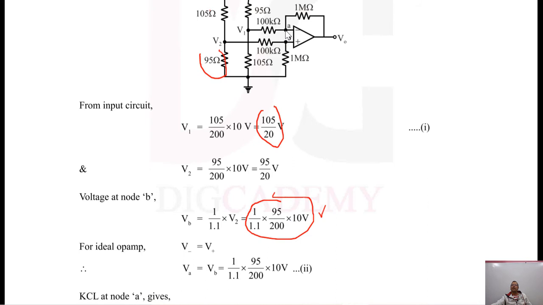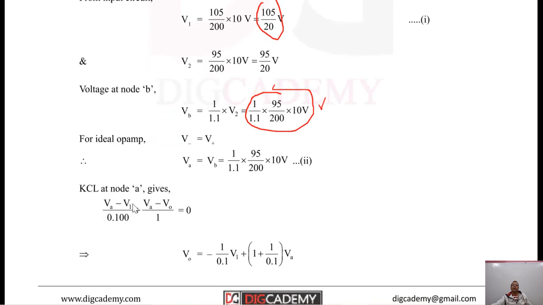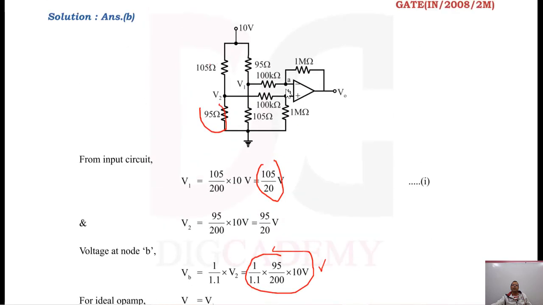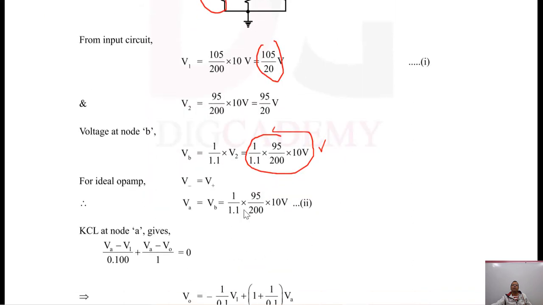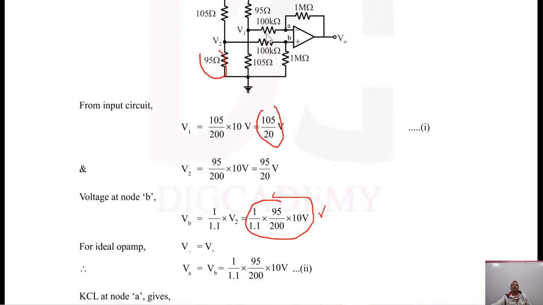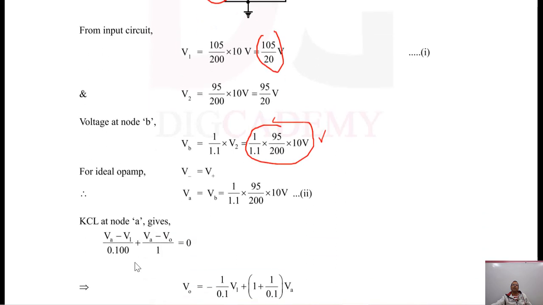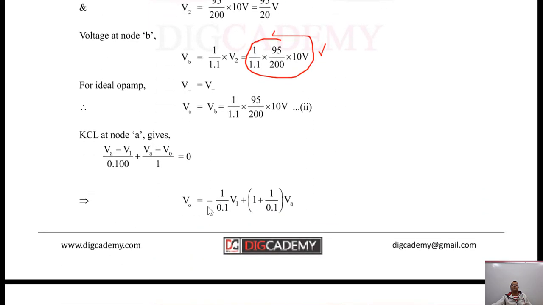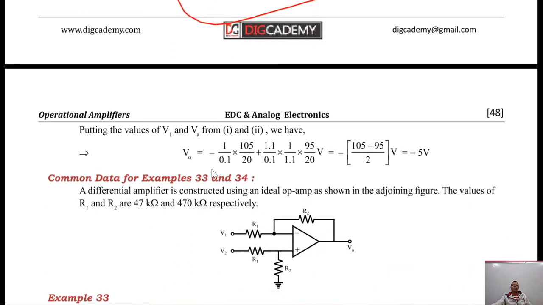And then again, just like previous cases, apply KCL at this node. So that gives VA minus V1 by 100, then VA minus V0 by 1 mega ohm, that is equal to 0. What we have done is converted this into mega ohm. So that resistance which was here, 100 kilo ohm, becomes 0.1 mega ohm. So that is what I have done. Fine. So that gives me the expression of output voltage.